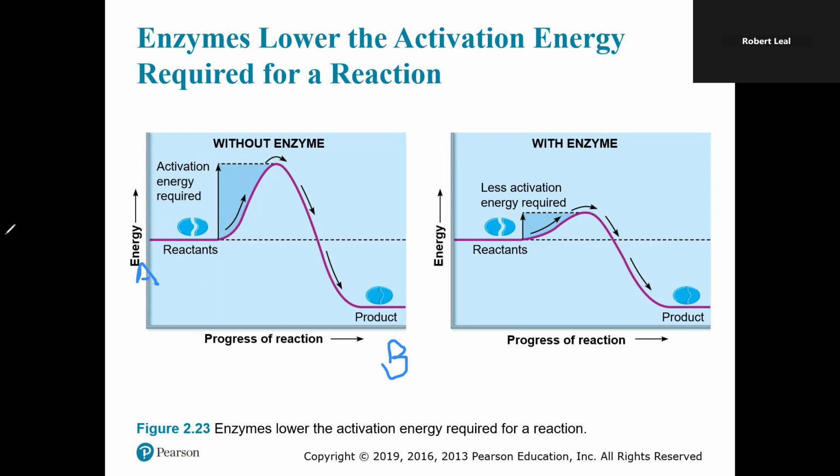So if the enzyme's not present, there's a good amount of energy you need to get from point A to point B. That's going to take a while. But when the enzyme is present, you don't need as much energy to get from point A to point B. You'll go faster. So we say enzymes lower the amount of energy to get from point A to point B. In other words, they lower the energy of activation. Fancy way to say they lower the energy needed to get there faster. That's all.